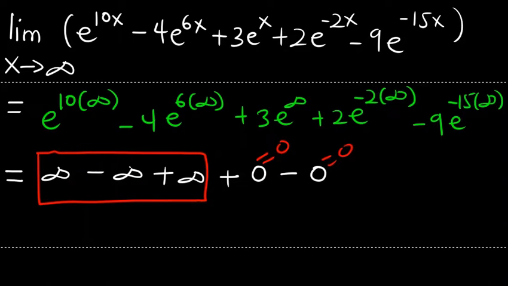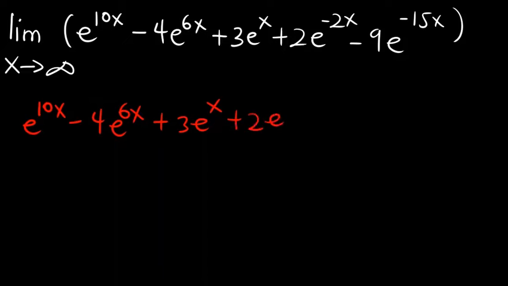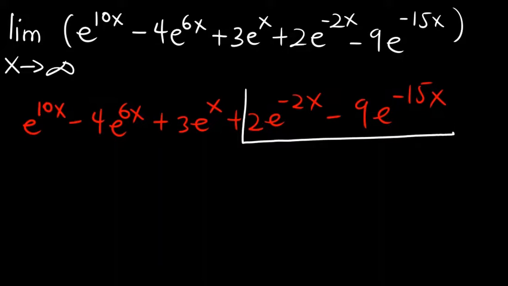Let me free up some space so that we can continue. What you're going to do is some factorization here. So we have e to the power 10x minus 4 times e to the power 6x plus 3 times e to the power x plus 2 e to the power minus 2x minus 9 e to the power minus 15x. But we know that the last two terms didn't give us any problem, so we can leave those two terms alone.